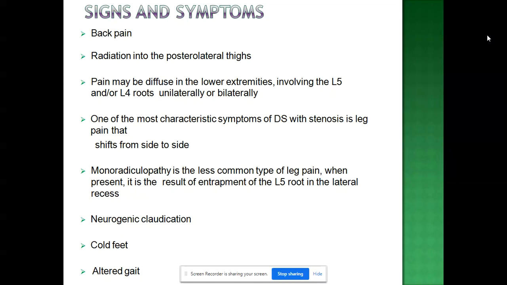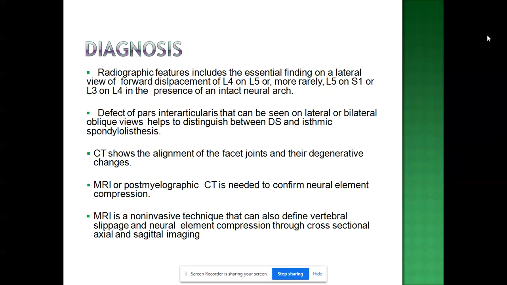Neurogenic claudication can be present. If the patient has spondylolisthesis, then neurogenic type of claudication may be present. Patient may have cold feet and altered gait. So gait will be abnormal. Why will gait be abnormal? Because of anterolisthesis or retrolisthesis of the lumbar vertebra. Their muscles can be weak. If there is radiculopathy, then the patient will have tingling and numbness going down the leg. They will also have muscle weakness, and because of all this, their gait pattern will be altered. Next is the diagnosis.